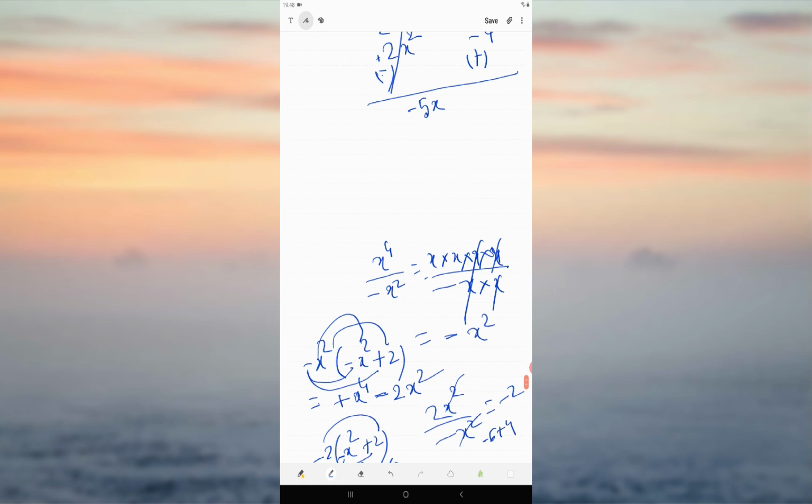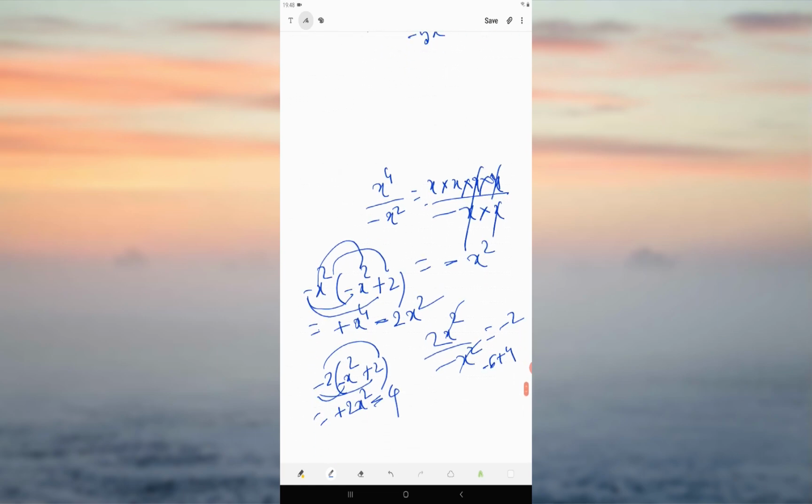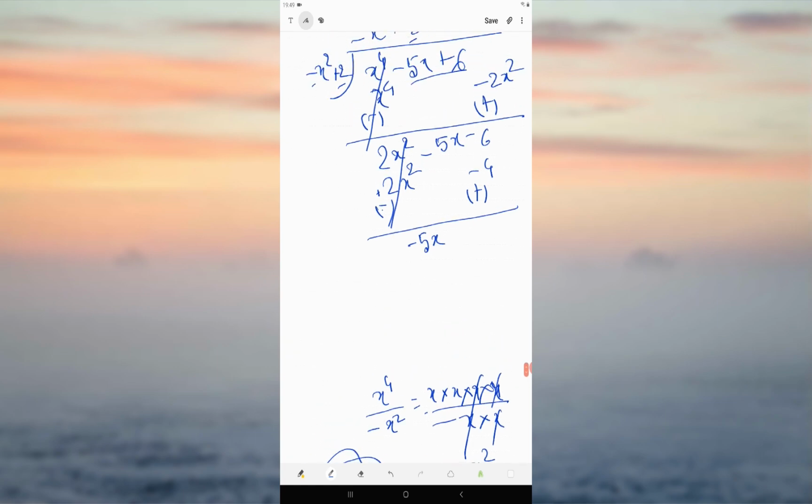So first subtract the lower number from the higher. 6 minus 4 is 2, and the sign of the highest number will come. What is the sign of the highest? The highest number is 6, so the sign will be minus. Since it is of opposite sign, it will be subtraction. So 6 minus 4 is 2, and we got minus 2.